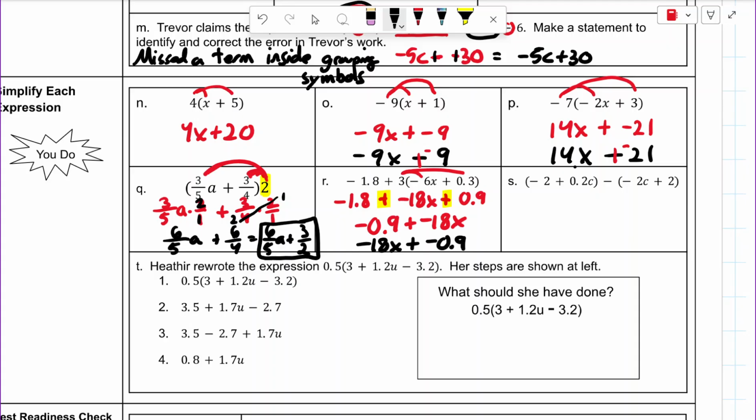All right, now for S. S is a tricky one, so make sure you use what you have learned. Go carefully. Pause the video now.